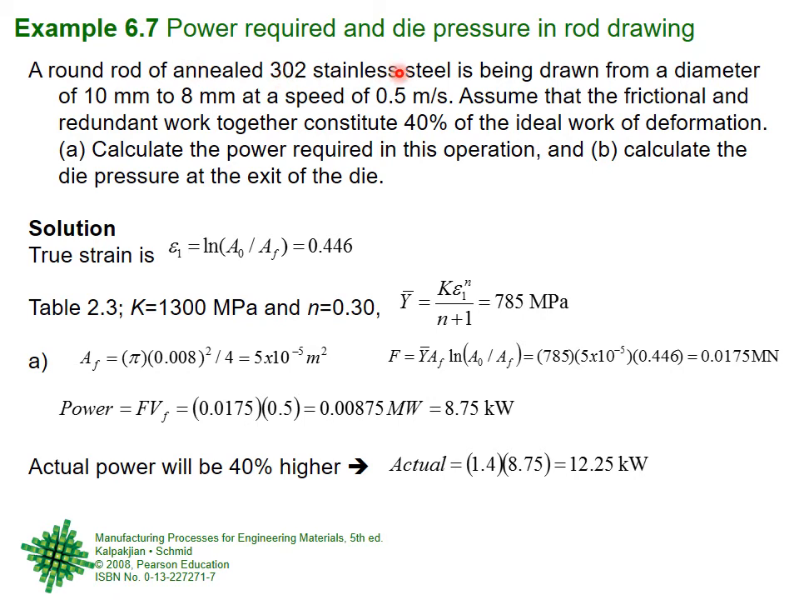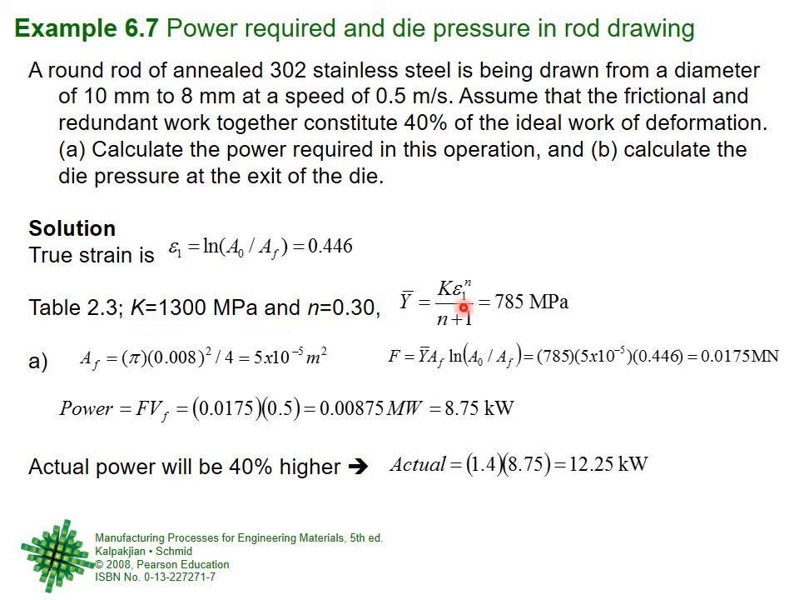Only 302 stainless steel will have different values. 302 stainless steel in annealed condition is a very soft material. Then you can very easily do wire drawing and so on. So for this one, the value of K is 1300 megapascal and N is 0.3. And once again, remember, sometimes these values are given as a range, from here to here. So if a range is given, just take the average value of the two extreme values. So now you know K and N.